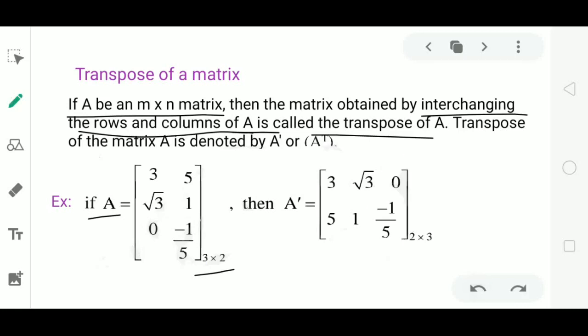Similarly, you can observe here the elements of first column of A are written as the elements of first row of transpose of A, and elements of second column of A are written as the elements of second row of transpose of A. Observe here, we are just interchanging the rows into columns and columns into rows. We are not changing the elements here. We are not interchanging the elements.